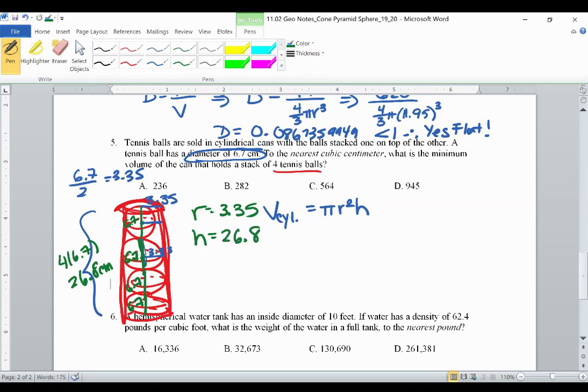Also on these, always be really careful about your units. Sometimes they switch it up on you. So we know centimeters here, they're asking for the nearest cubic centimeter. Now we can just substitute in. They didn't change any units on us here. So 3.35 squared times 26.8 times pi. This one wants it to the nearest cubic centimeter. Oh, I've got too many pi's in here.